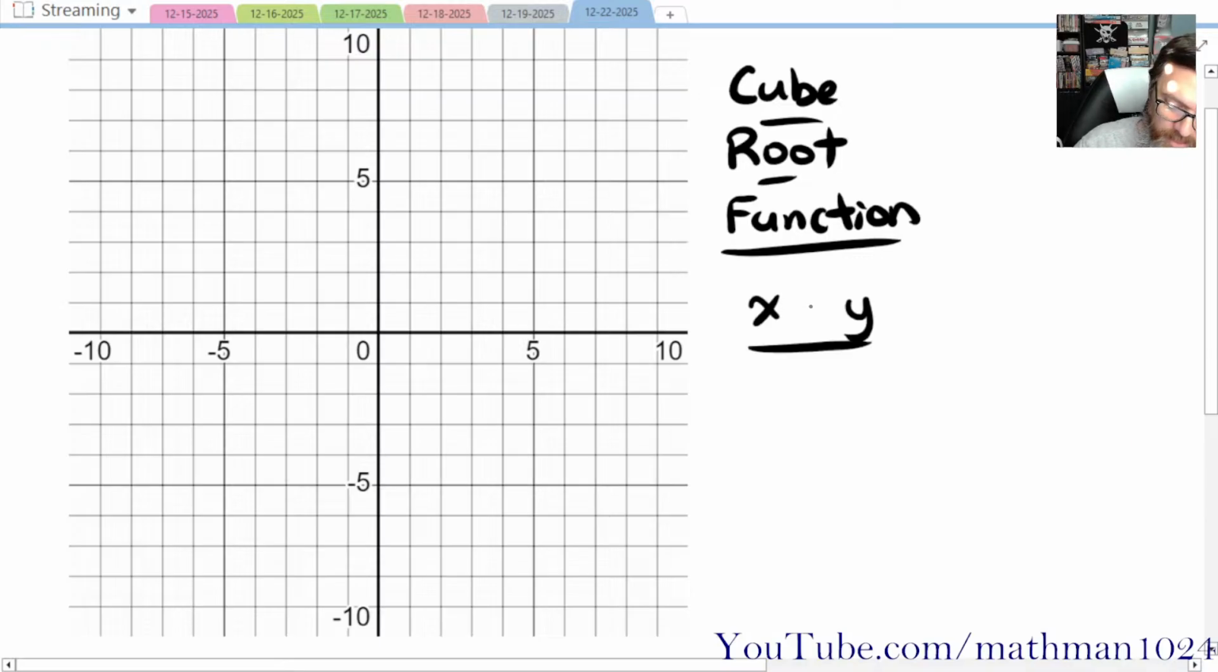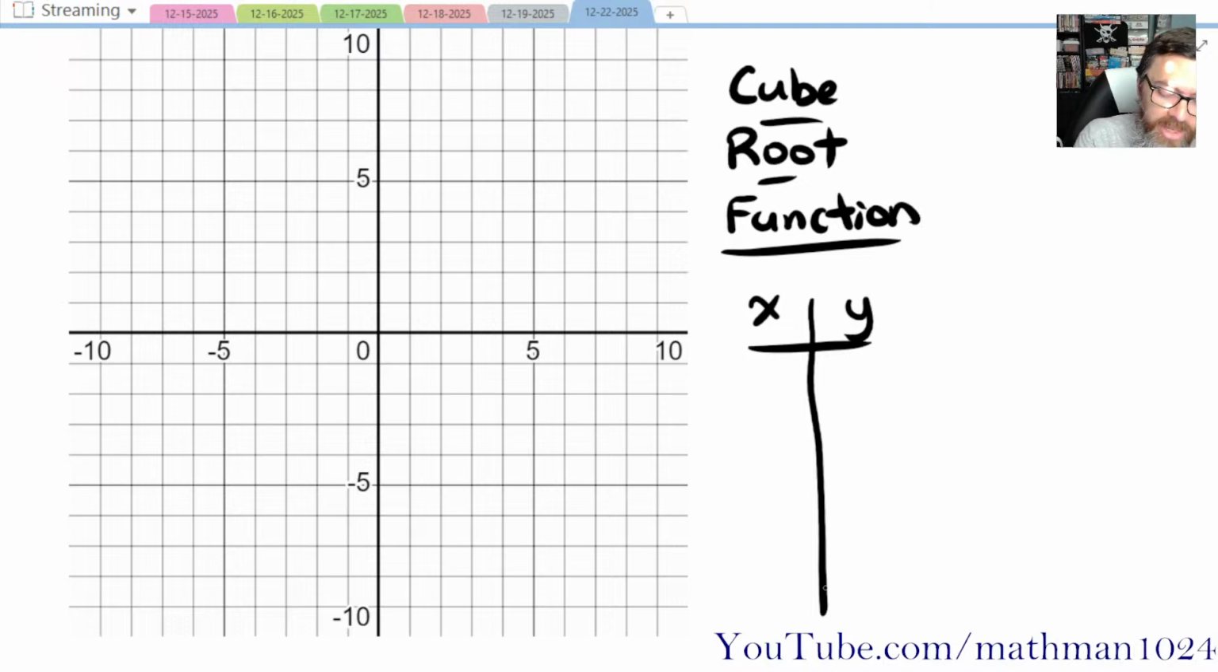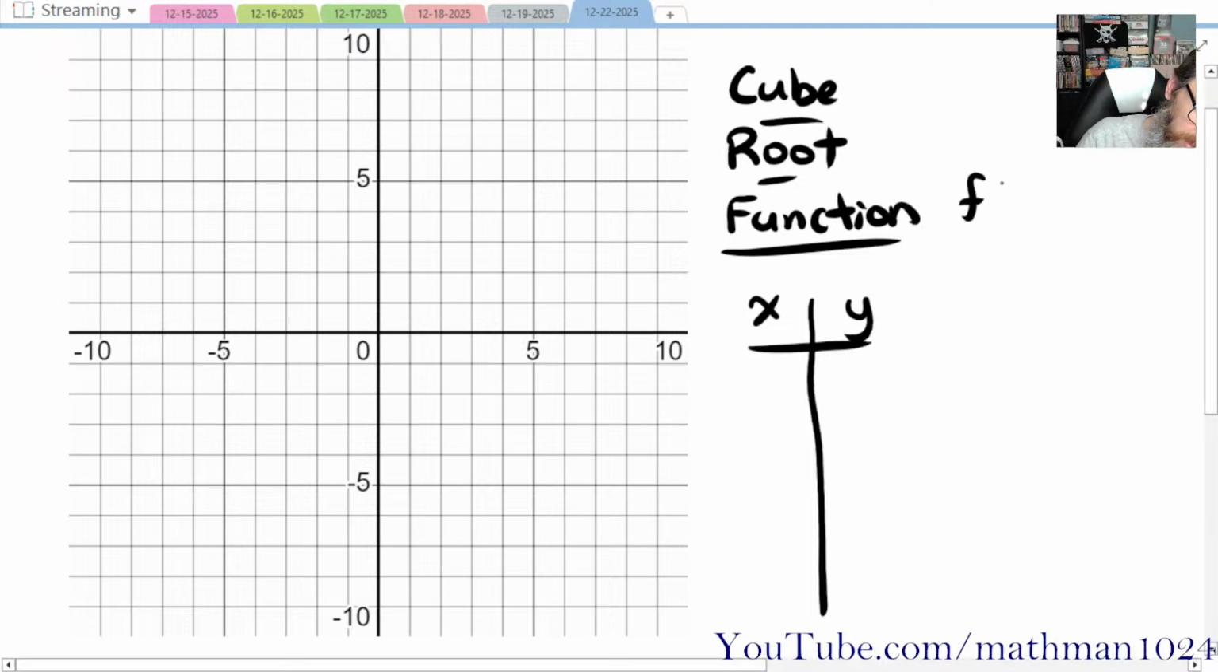Now, something that we'll be talking about, I think on Friday, will be inverse functions. So you'll hear me talk about this guy again. Now, the cube root function is f of x is equal to the cube root of x.